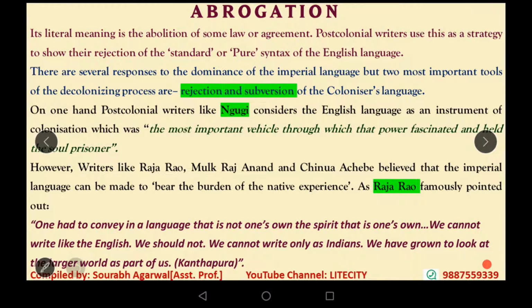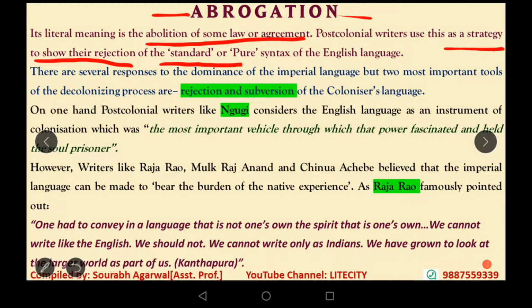Okay, the very first term which we will discuss is abrogation. Okay friends, abrogation, literal meaning is the abolition of some law or agreement. Okay, it is its literal meaning. Now post-colonial writers use this as a metaphor to denote a strategy to show their rejection of the standard or pure syntax of the English language. You know very well, English has been the language used by European and especially British colonizers, and its supremacy, its hegemony is established in all the colonies.